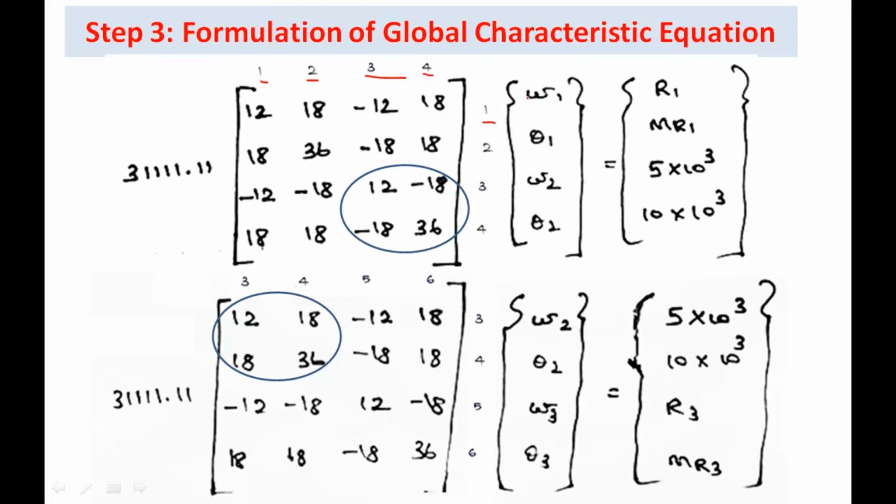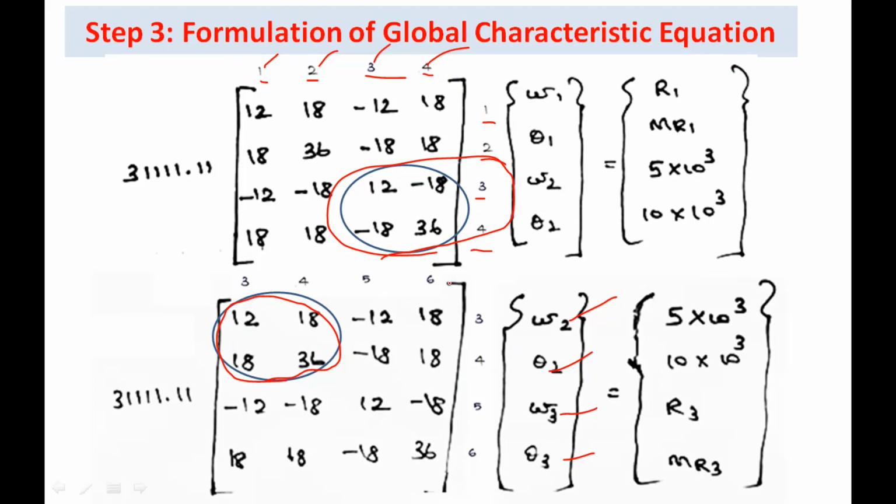1, 2, 3, 4. 1 is for the degree of freedom W1, 2 is for theta 1, 3 is for W2, 4 is for theta 2. For element equation 1, we have W1 theta 1, W2 theta 2. Here also the column we are using the same numbering. When you come to the element equation 2, here also we have W2 theta 2 as a common degree of freedom, then W3 theta 3. Common degree of freedom element should be added properly to form the global characteristic equation. For that you can use the number.